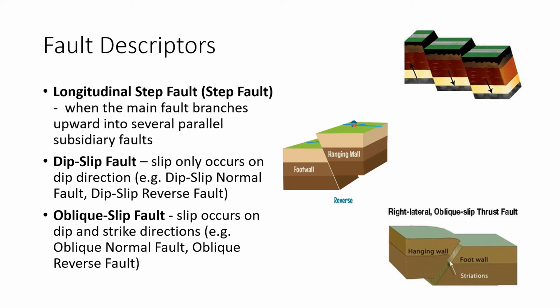You also have another descriptor called dip slip and oblique slip, right? You have a dip slip when the displacement is only occurring in the dip direction, meaning the slippage is only involving a single direction, which is in the direction of the dip of your fault. So you can have a dip slip normal fault. You can also have a dip slip reverse fault. Another descriptor is the oblique slip fault, and this involves slip on dip and strike directions. Okay, so more or less the movement is diagonal with respect to the strike or with respect to the dip of your fault.